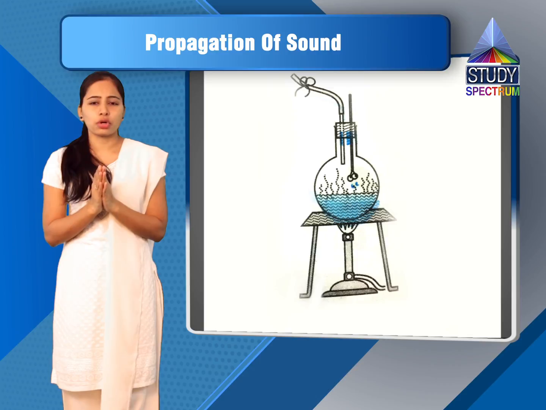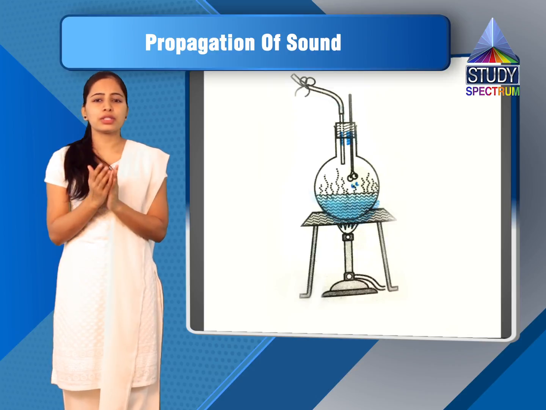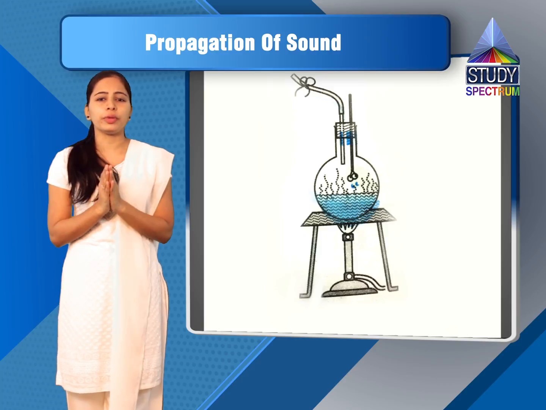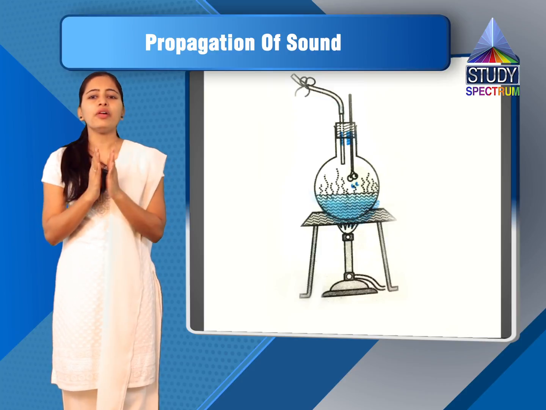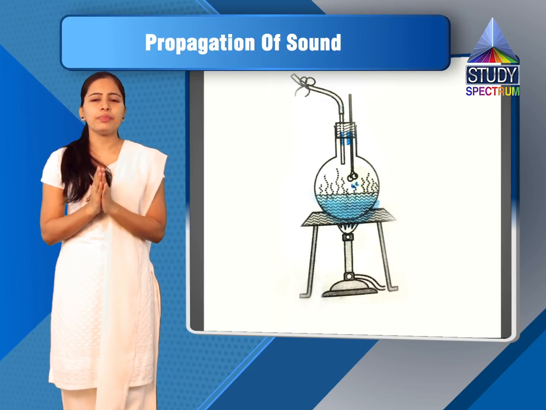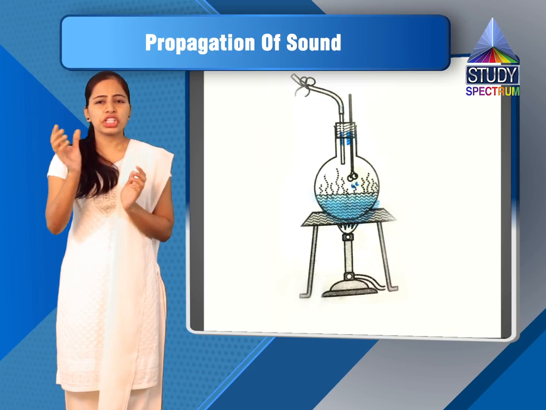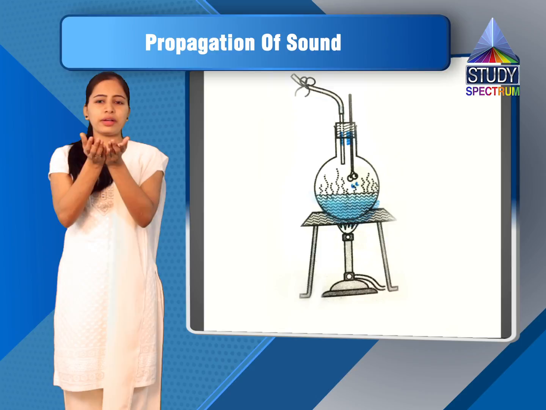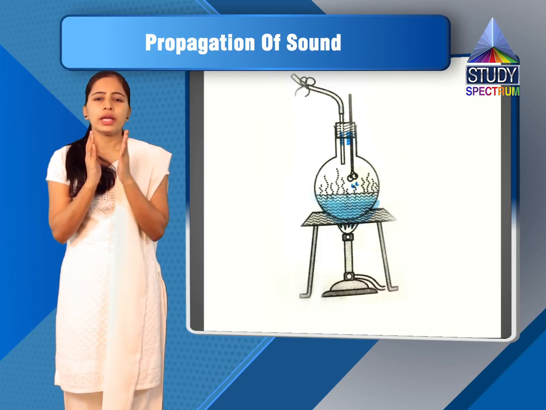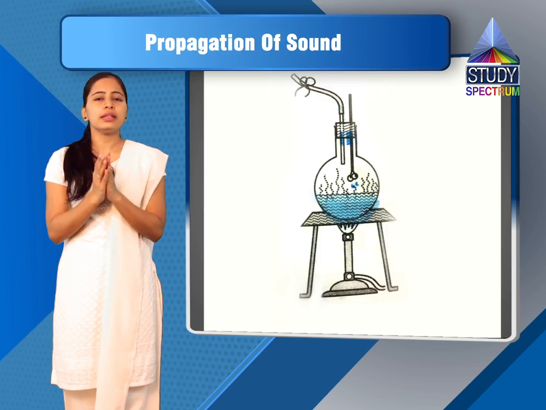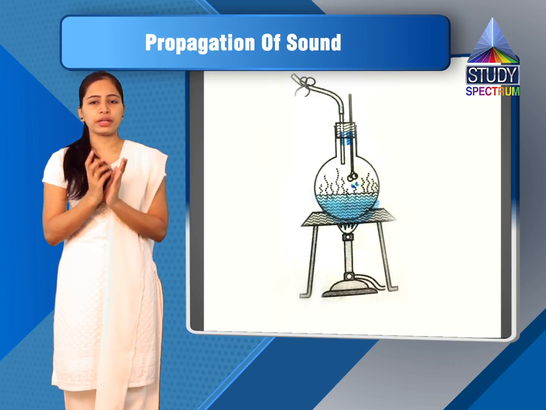Now pass a glass tube through the other hole and attach a piece of rubber tubing to its outer end. Now fit it with a clamp and close it. Now shake the flask, means you have to take the flask and shake it. Now here you will hear the sound of the bell ringing.